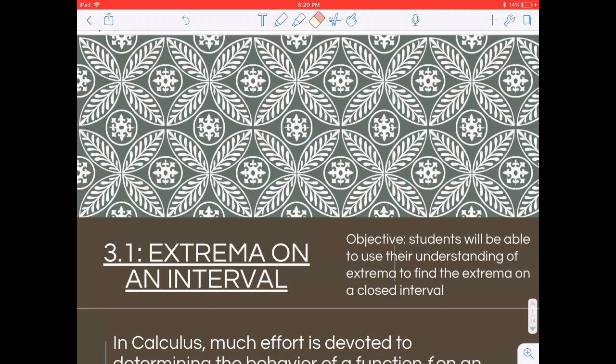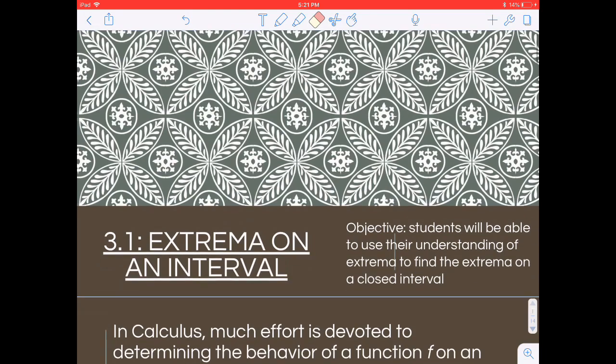All right, so today we are going to start our Unit 3, which is applications of differentiation. So we're going to apply using the derivative. We are first going to start doing that by finding extrema on an interval. So 3.1 is our first lesson here. Our objective is students will be able to use their understanding of extrema to find the extrema on a closed interval. So let's go ahead and get started here.